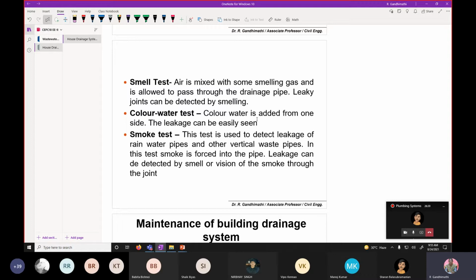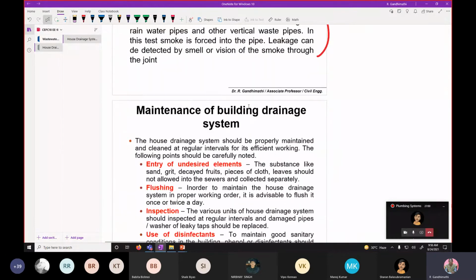Then the next one is the smoke test. This is similar to the air test. Instead of air, here the test tubes or the drains are filled with smoke, and then we have to force the smoke through the pipe, and leakages can be detected by smell or by seeing the smoke through the joint. These are some regular test procedures carried out in individual houses, maybe by sanitary officers, to identify the leakages in the drain system.